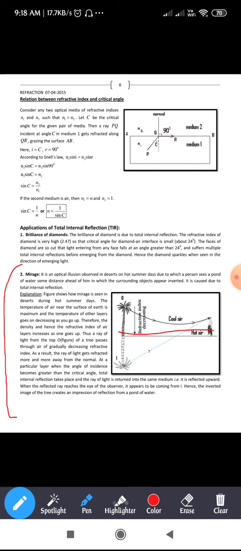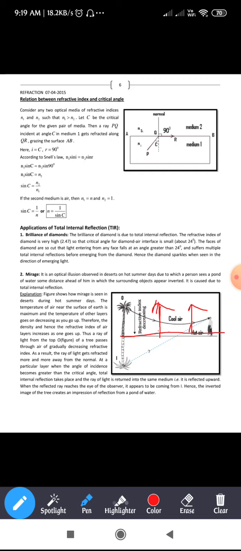Let us say this is the surface of earth. Near the surface of earth the temperature will be maximum. As you go away from the earth, the temperature should decrease, right? So the temperature keeps on decreasing, but the refractive index and the density keep on increasing as you go up. So this is the actual procedure.